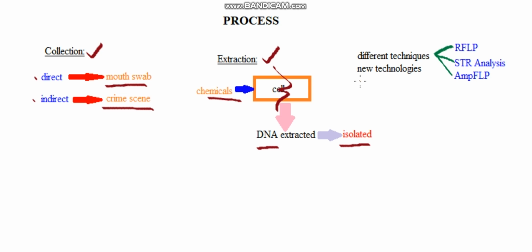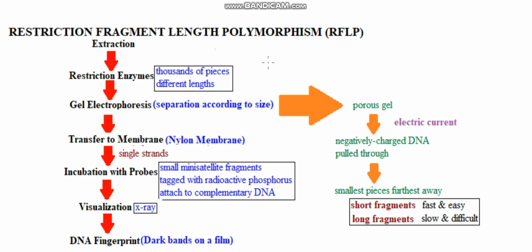There are many different techniques for the process of DNA profiling, and new technologies are emerging every day. The techniques that we'll be discussing in this video are the RFLP or restriction fragment length polymorphism, the STR analysis, and the amplified fragment length polymorphism or AMPFLP. The first technique that we're going to be discussing is the restriction fragment length polymorphism or RFLP technique.